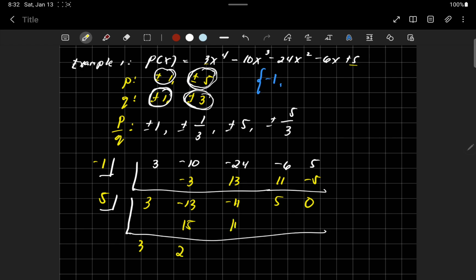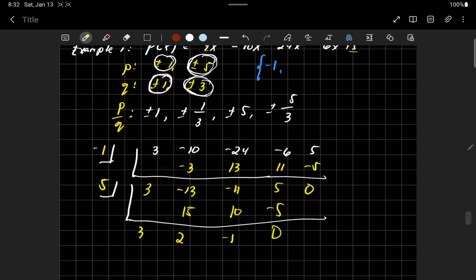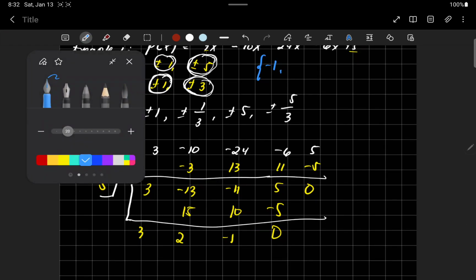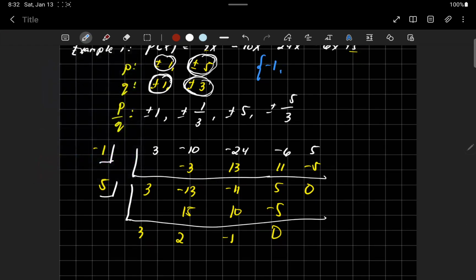5 times 2 is 10. Negative 11 plus 10 is negative 1. Negative 1 times 5 is negative 5. And 5 plus negative 5 is 0. So, since nag-0 yung ating remainder, therefore, 5 is also a root of our equation.